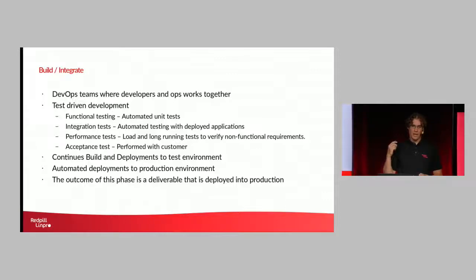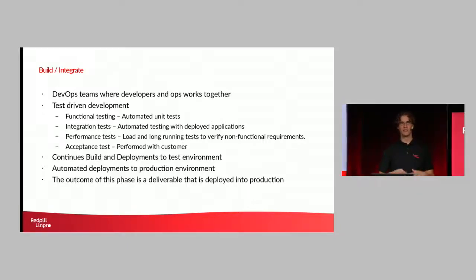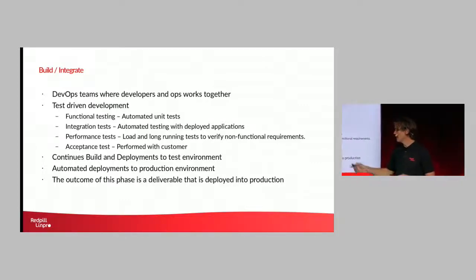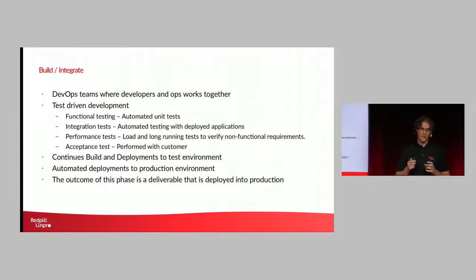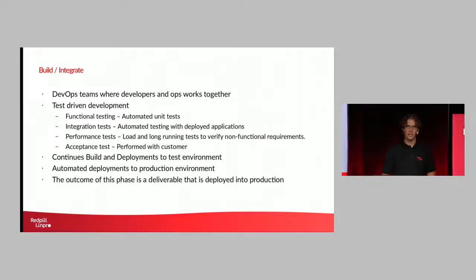We do have automated deployments into production. These deployments into production are manually triggered, so there's a person going in and actually trigger the deployments into production, but they are automated, making sure that we don't do mistakes during the deployment and that each deployment is done in a specific manner every time. So the outcome of this phase, the build and integrate phase, is that we have a deliverable that can be deployed into production.